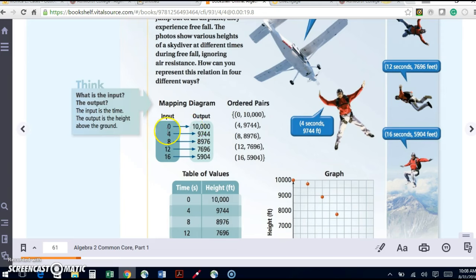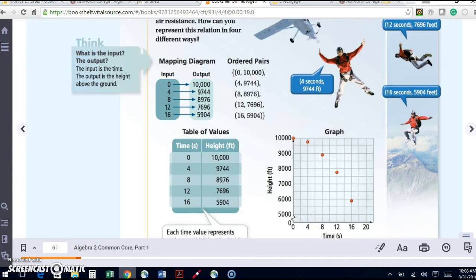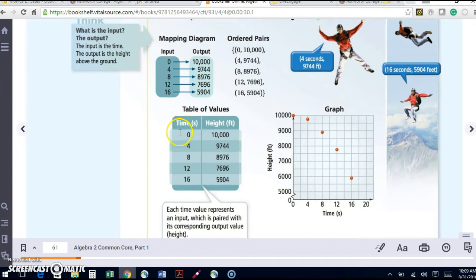The first way is mapping. So 0 to 10,000, 4 to 9,744, and so on and so forth. Or we can write it as ordered pairs: 0, 10,000, 4, 8, 12, and 16. Or we can do it as a table. Again, same thing: time, height, and we listed all of the different points.